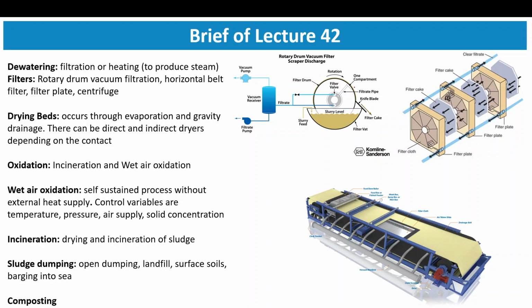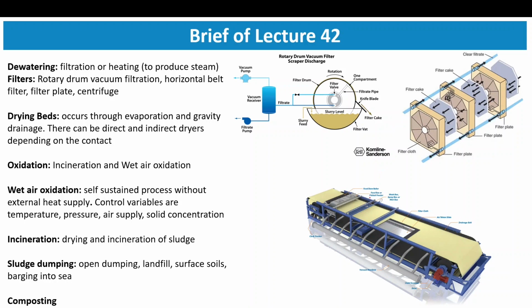Okay, so it will keep on rotating, and there will be a knife through which you can scrape the cake which is deposited. Because if the thickness of this cake increases, then over a period of time the efficiency of this filter will reduce. We do not want that, and that is why we scrape the cake. Even the flux can reduce if the thickness of the filter cake increases. So this is the principle of rotary drum vacuum filtration.